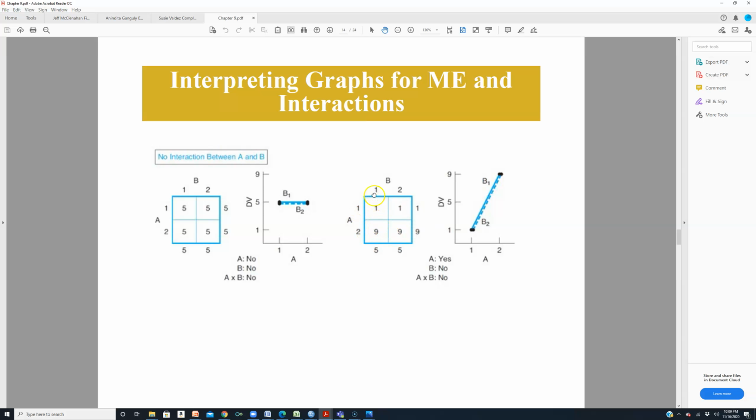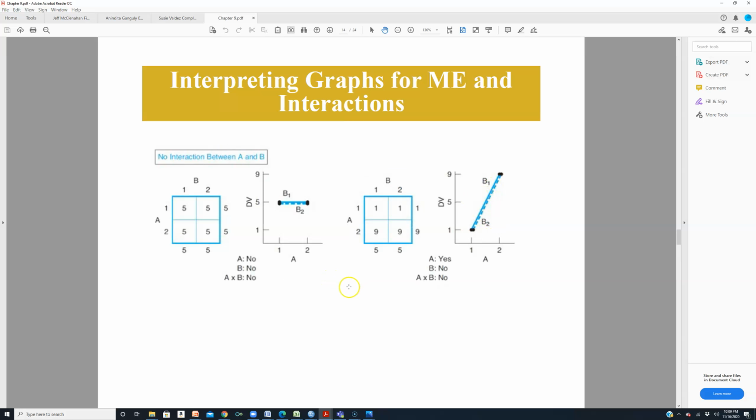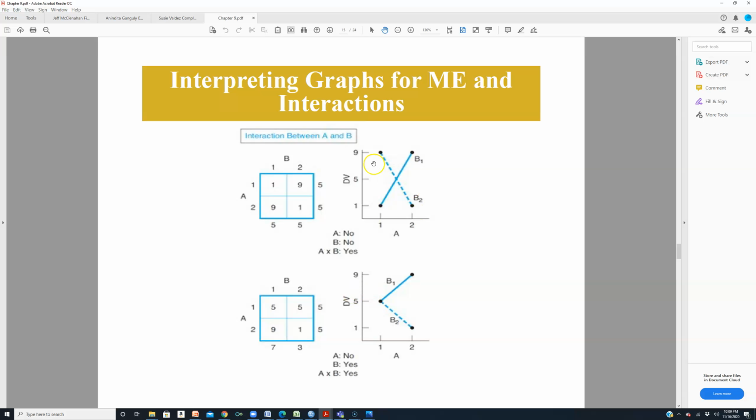For B, it seems like it's always higher. It starts out low and then goes high, low, high. So the pattern doesn't change in these cells. So there's no interaction. Also, the lines aren't crossing, right? They're not spreading and they're not crossing. Here they're crossing. Notice the pattern changes. Low, high, high, low. Low, high, high, low. So the interaction is significant, but no difference in the marginal means. So there's no main effects.